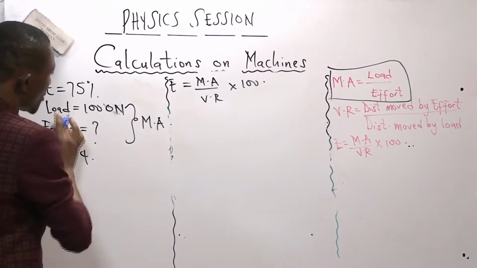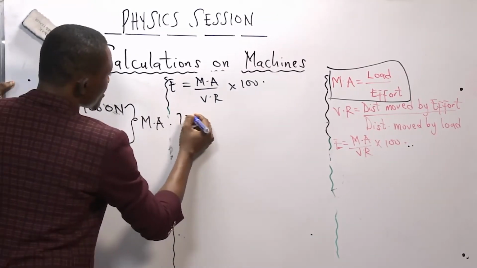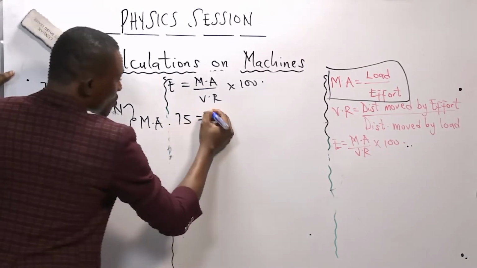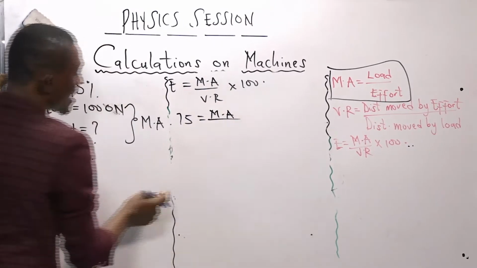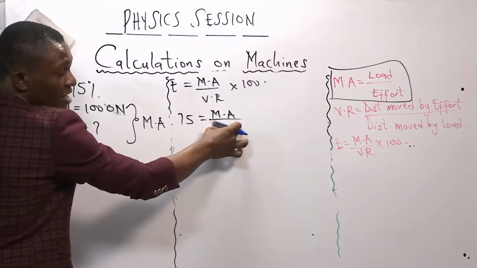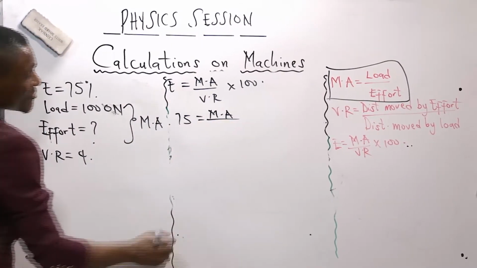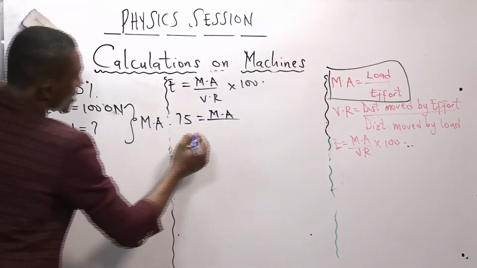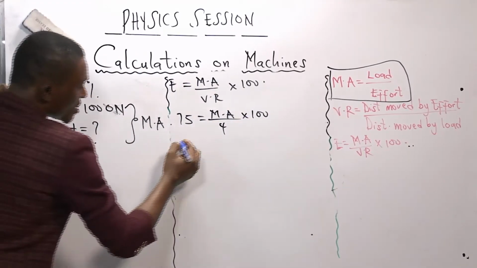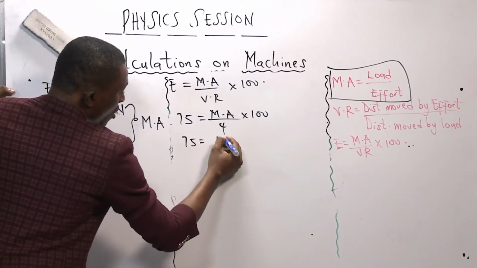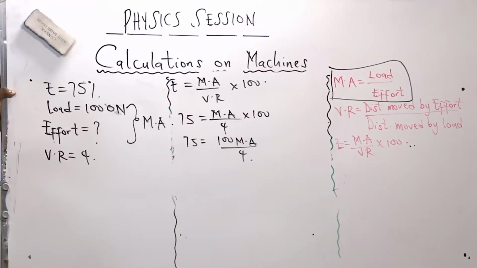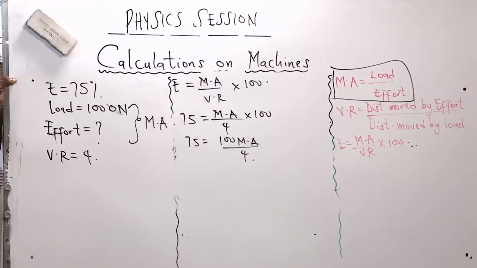So let's proceed. So we have our efficiency to be what? 75 is equal to MA, which is what we are looking for, because we said that if we know the mechanical advantage, then we can get the effort. So the first step we are taking is getting the mechanical advantage. Our velocity ratio was given as 4, times 100. This can be rewritten as 75 equals 100 MA over 4. So all I did there is to multiply MA with 100.